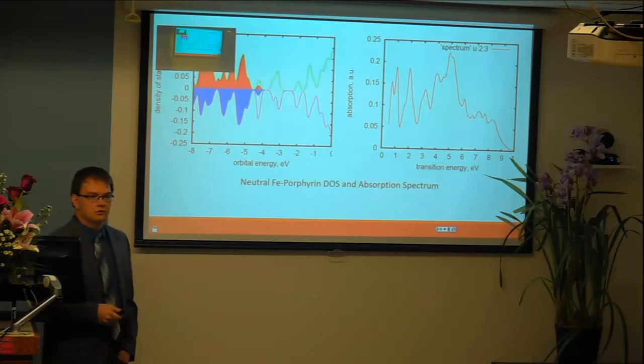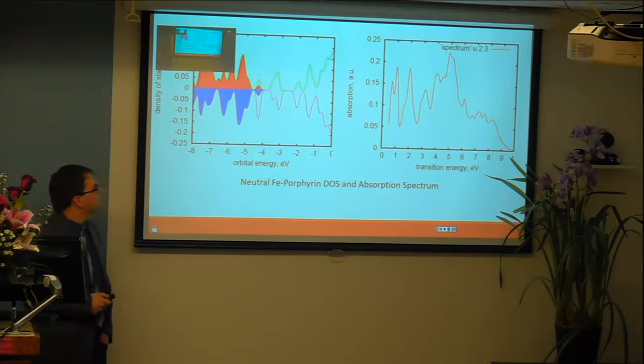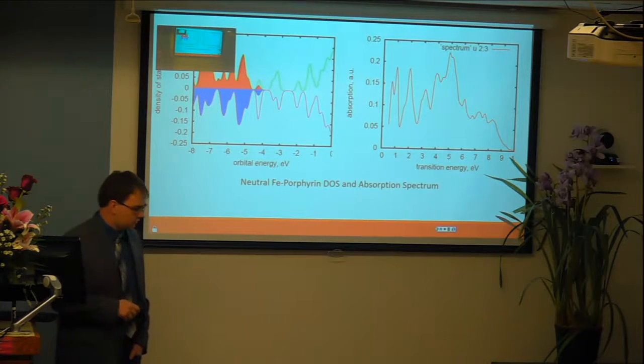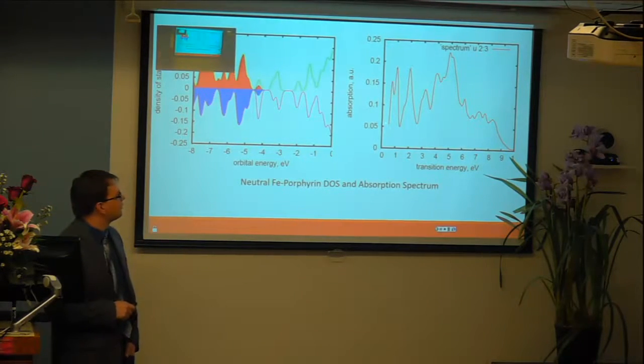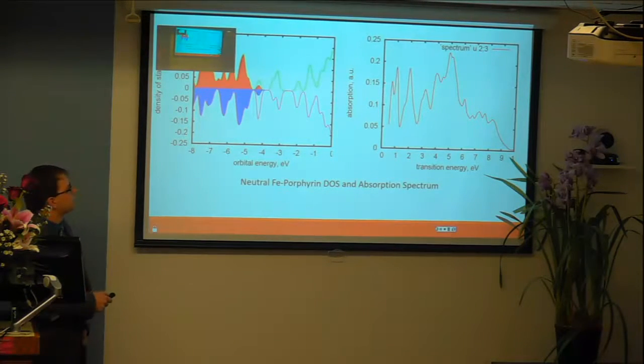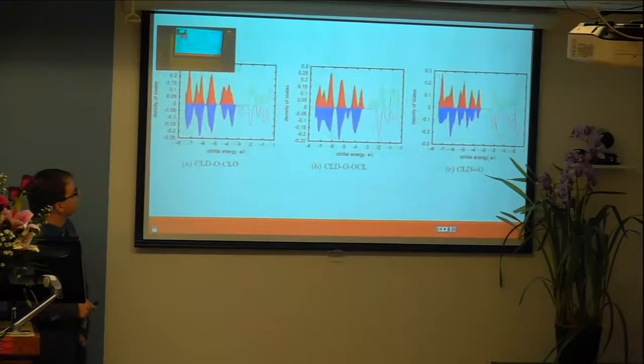Since we do spin polarized calculations, we have the ability to do that. And if you analyze this absorption spectra, you can pick out some peaks that are indicative of, say, porphyrin range. But I haven't done too much analysis into that for this purpose.